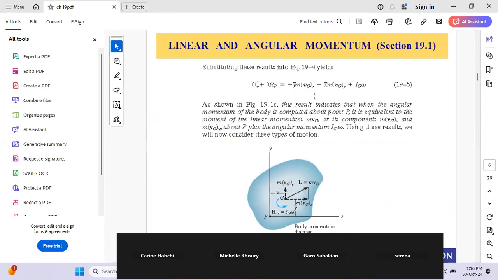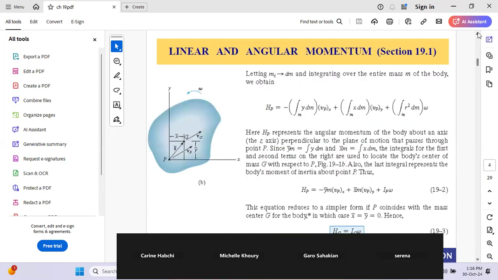Now, you can also demonstrate another expression for angular momentum about P. So if P is an arbitrary point, you can say that HP is obtained from the previous general expression here, but also you can express HP as a function of the velocity at the center of mass. If you want to do this, you need to relate Vpx, Vpy to Vgx, Vgy. How can we do this? We can say that P and G are 2 points of the same rigid body.